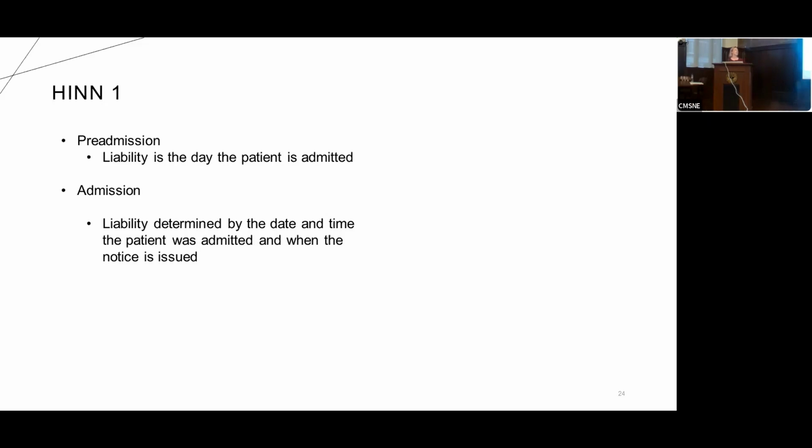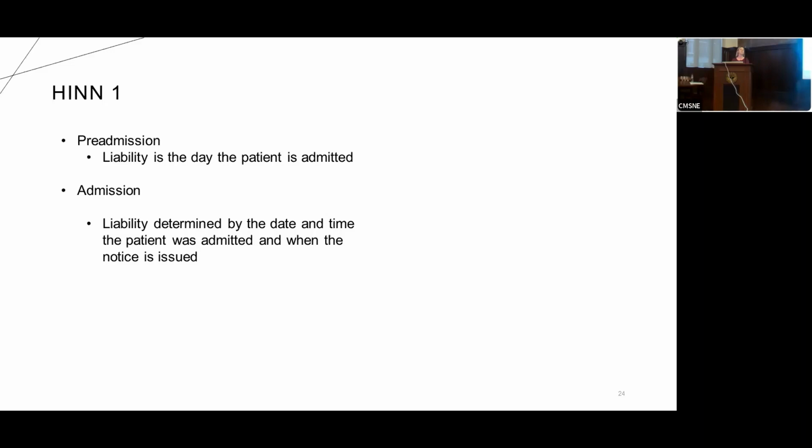Pre-admission HINs, the liability of the HIN will be the day that you're issuing it. Admission HINs, the liability depends on when you are issuing the HIN to the patient, and when the admission order was written.